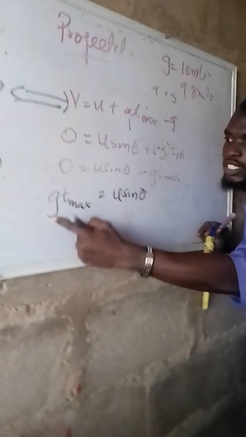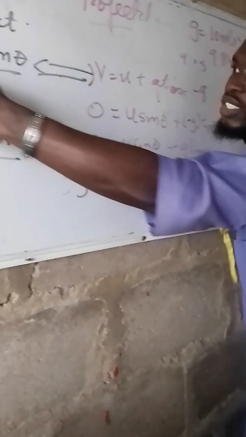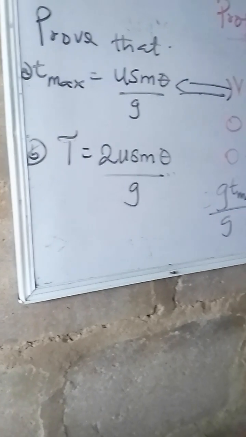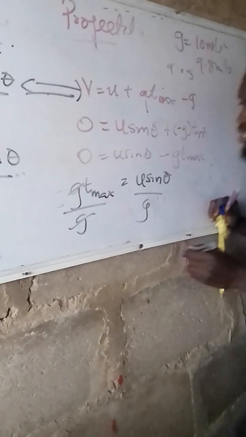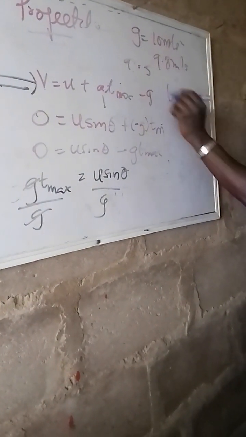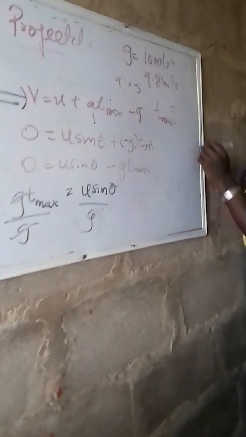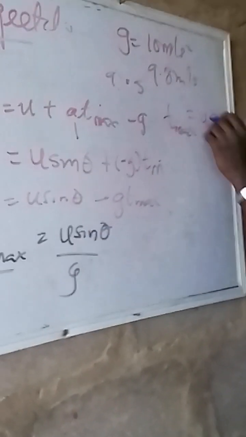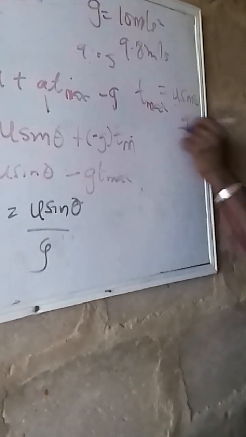Now, is it GT max that we are looking for? No, it is T max. Divide through by G. Divide through by G. This settles this. What are we left with? We have left with T max equals to U sine theta all upon G.